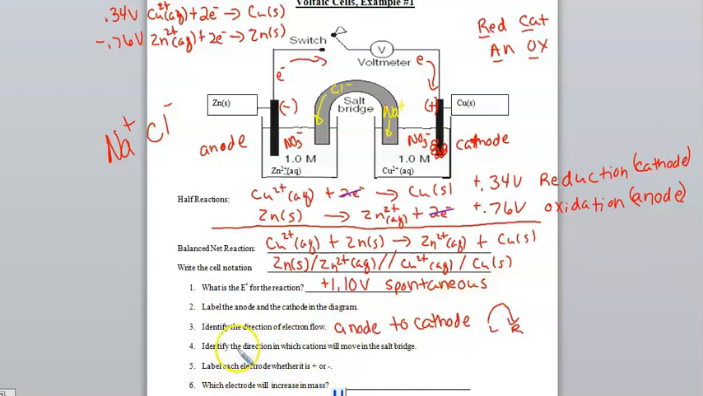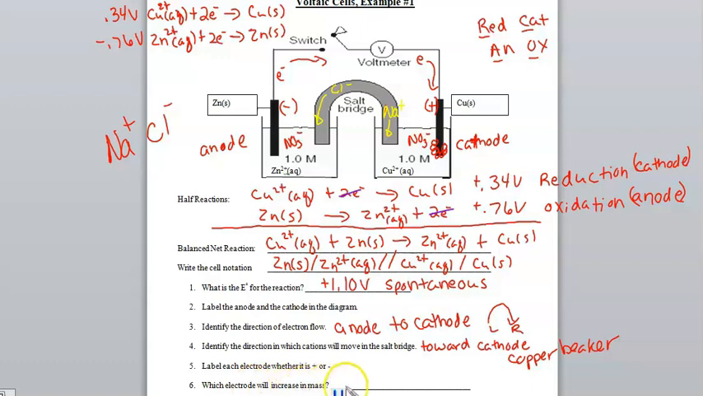That's what the salt bridge's purpose is. Okay, it says identify the direction in which the cations are moving. They are moving towards the cathode, and in this case, that would be the copper beaker. Hopefully this is making a little sense. I already answered number 5. And number 6, and again, Tyler does a great job.